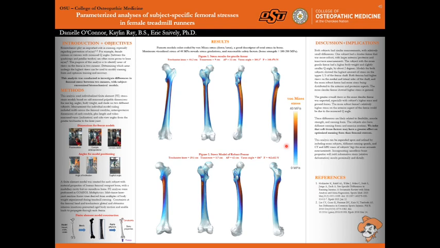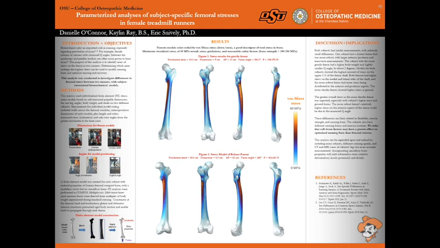On top, we have our longer, thinner femur, and then on bottom, we have our shorter, more robust femur. As you can see from the models, both femurs experience the highest stresses on the medial aspect, while the more robust femur experienced a more anterior distribution of force compared to the more gracile one. The more anterior distribution of forces on the more robust femur could be due to the fact that this subject runs with her knees more bent.